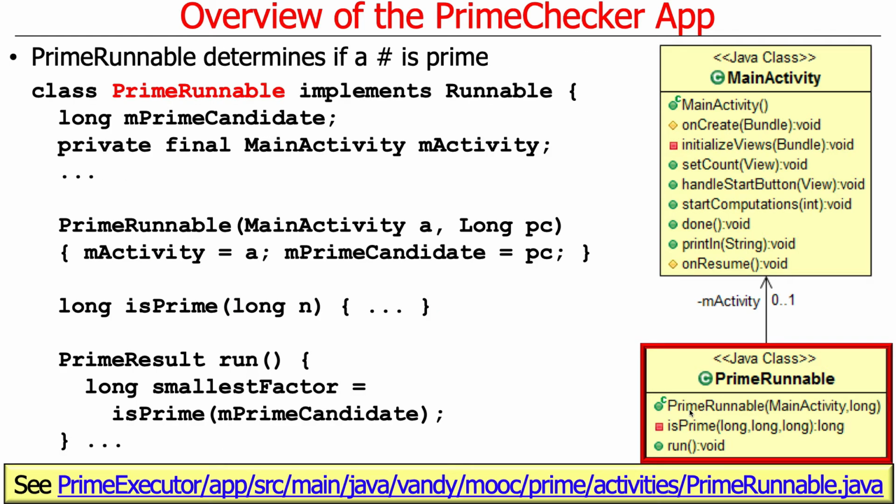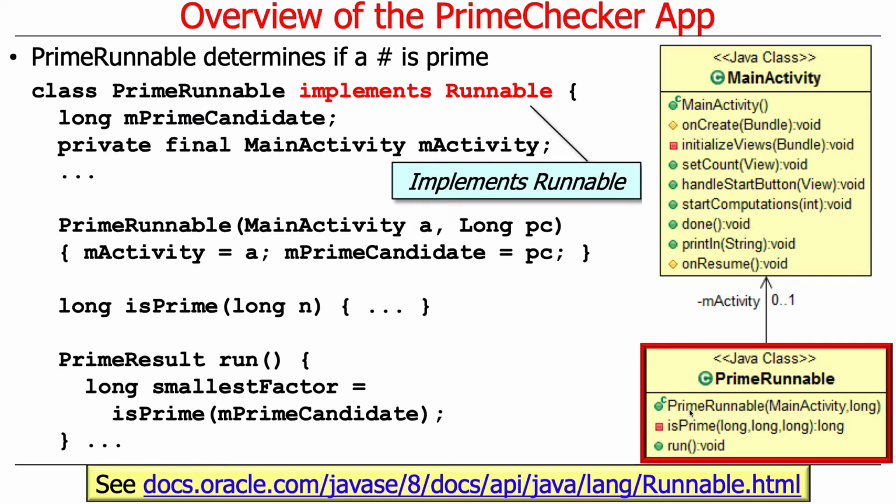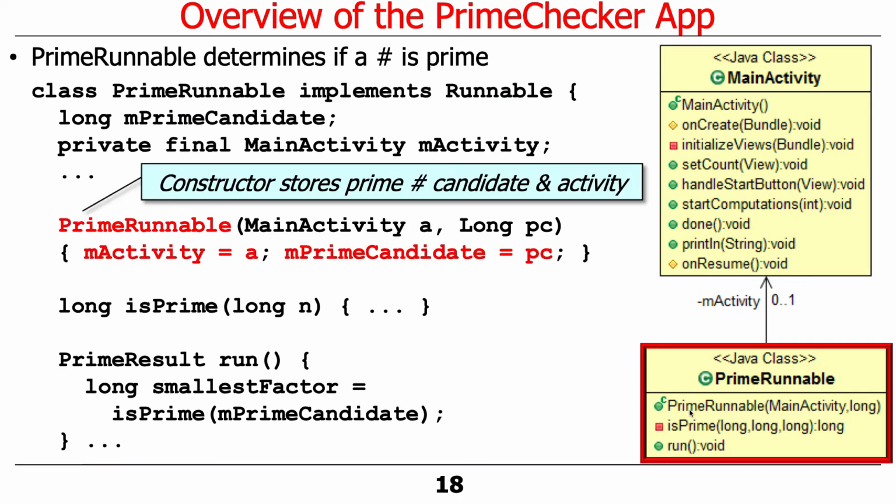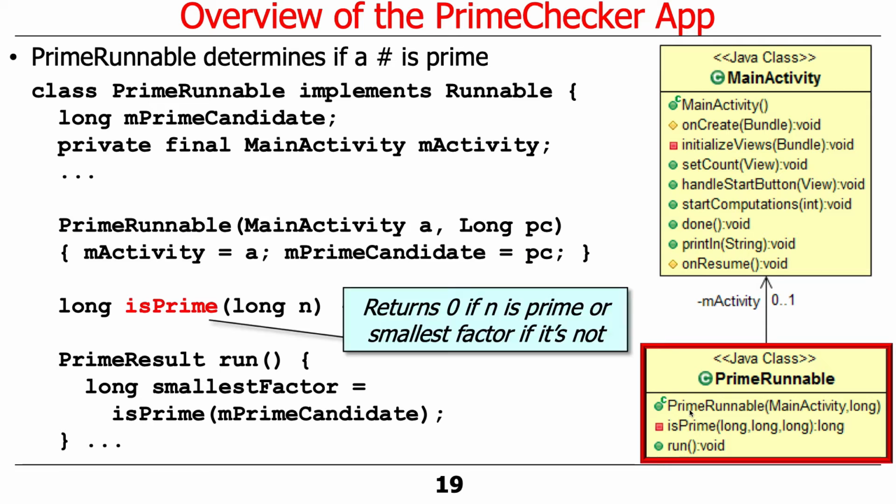Here's what PrimeRunnable looks like. PrimeRunnable is a runnable, so it implements Runnable. It's got a couple of fields we use to keep track of what the original prime number was, and we keep track of the Android activity. We need that Android activity so we can later get some results back and display them to the user. The constructor, as you can see here, stashes that stuff away. We then have the isPrime method, which I showed you before, which chugs away to see whether or not the parameter that's passed in is prime.